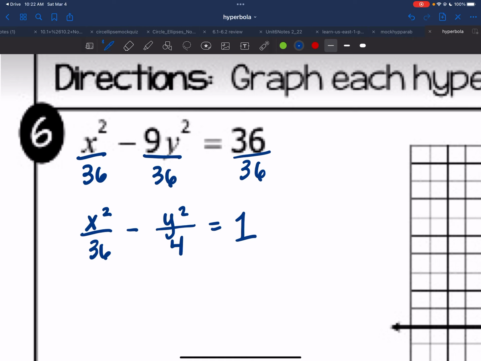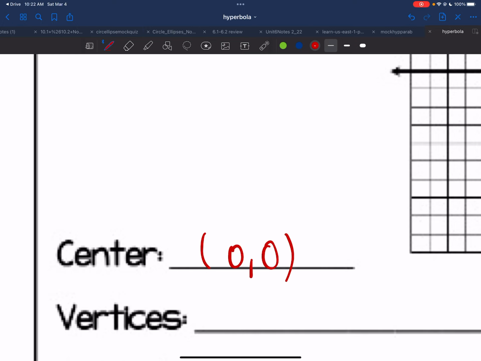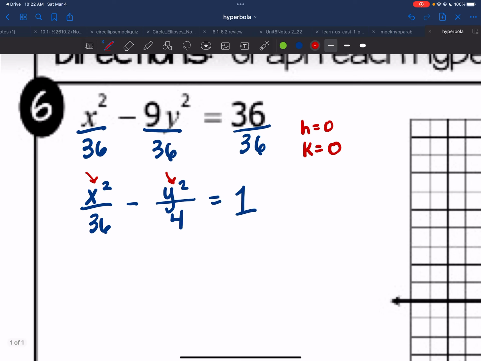Notice that my h and my k are equal to 0. And I say that because there's nothing in parentheses with these x and y. So that's actually going to be my center. So my center is located at 0, 0. Now it's time to find my vertices.